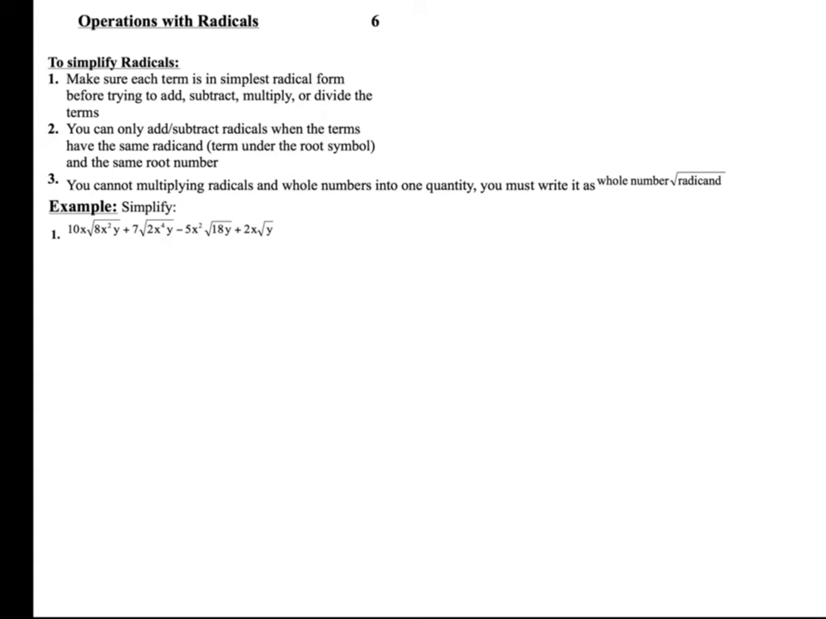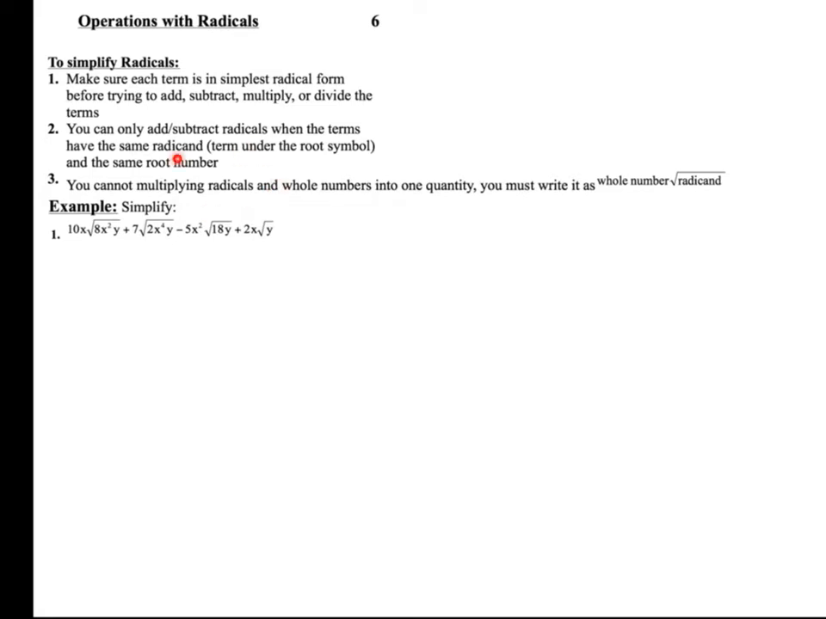Okay, if I'm trying to add or subtract radicals, the first thing you have to do is make sure that you have simplified all the radicals to begin with, whatever you're trying to add, subtract, multiply, or divide. First you want to make sure everything's simplified. If you're trying to add or subtract them, you have to make sure that you have the same radicand, which is the stuff underneath the radical symbol, and the same root number. If you don't have the same root number, if it's like a square root and a cube root, that's not going to work.